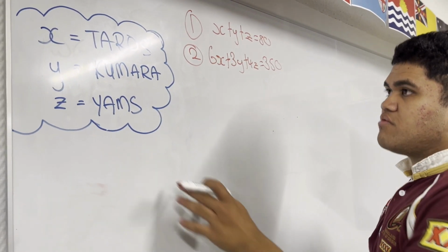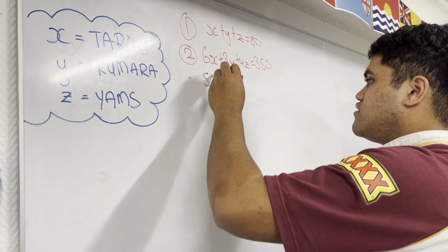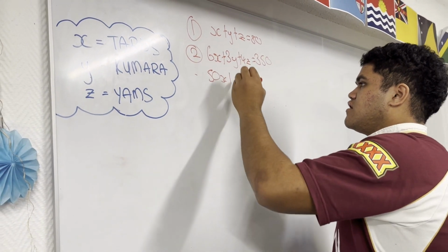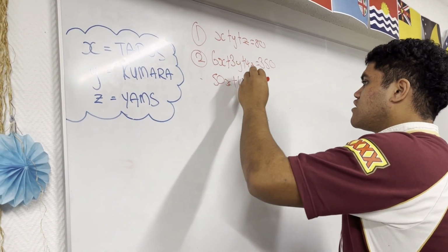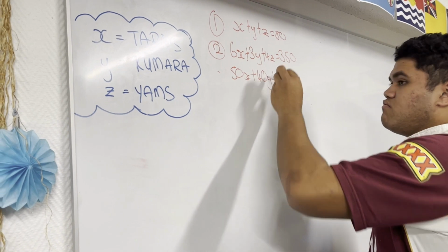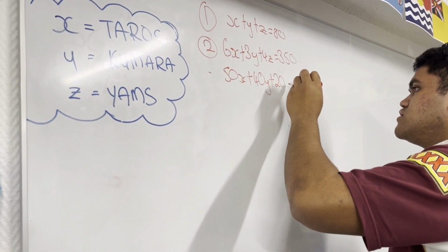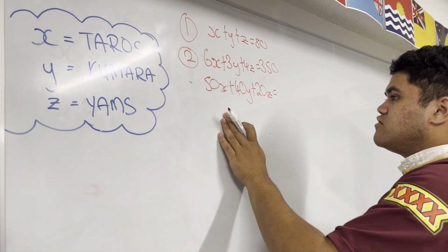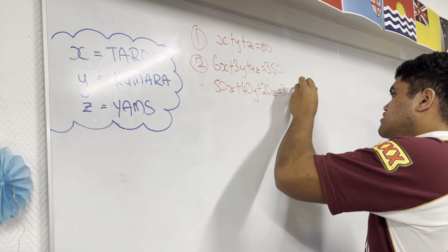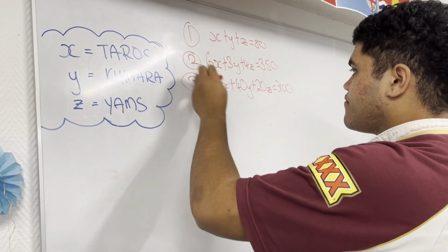And the cost: one bag of taro equals 50 bucks. And then one bag of kumara is 40. And one bag of yams is $20. And that equals the total of $3,100. And that gives us our third equation.